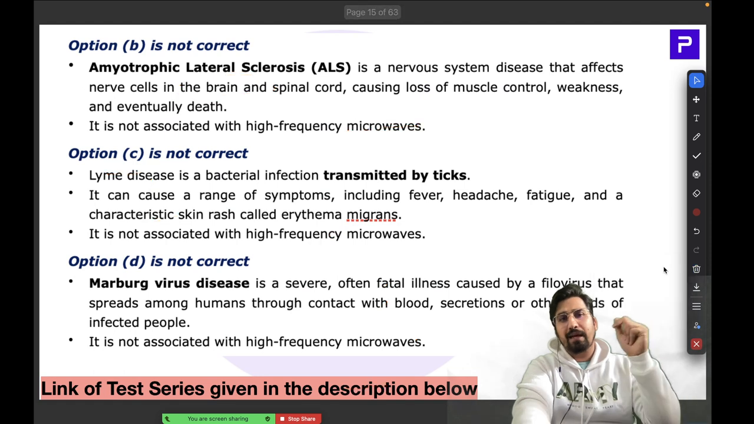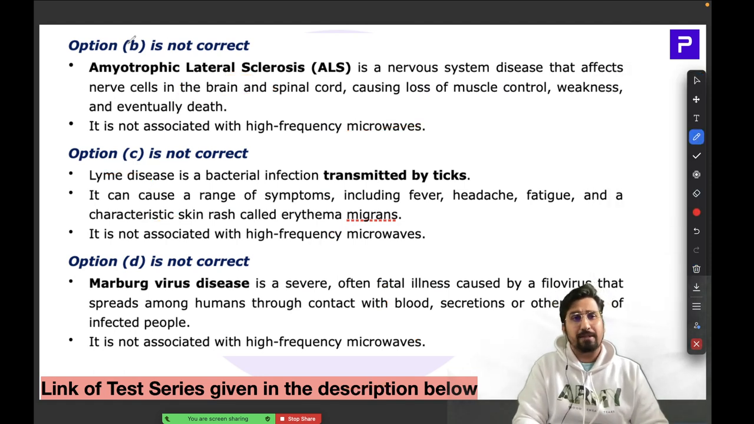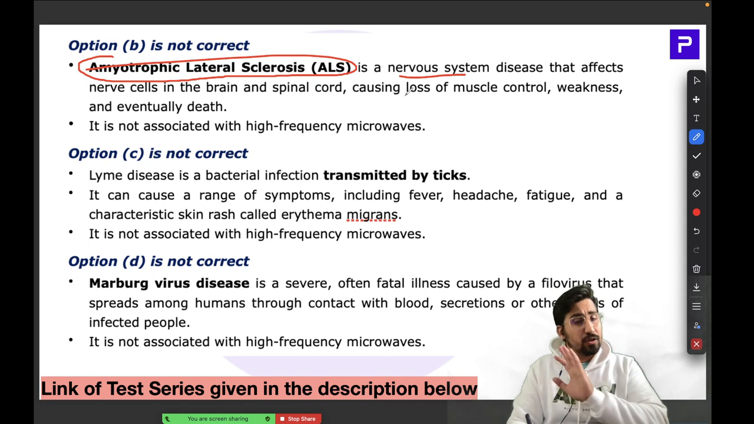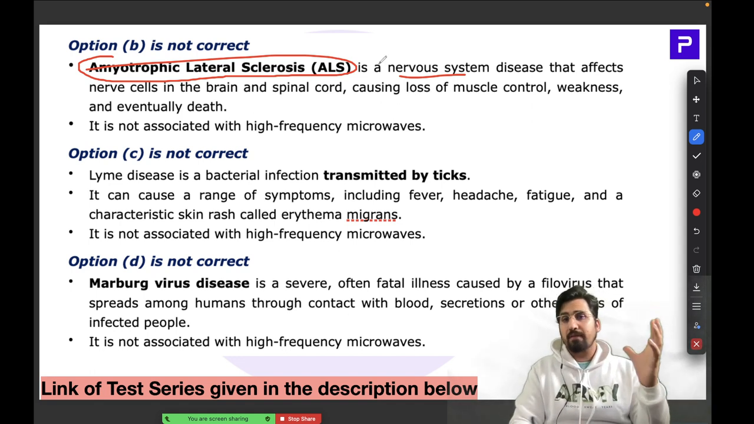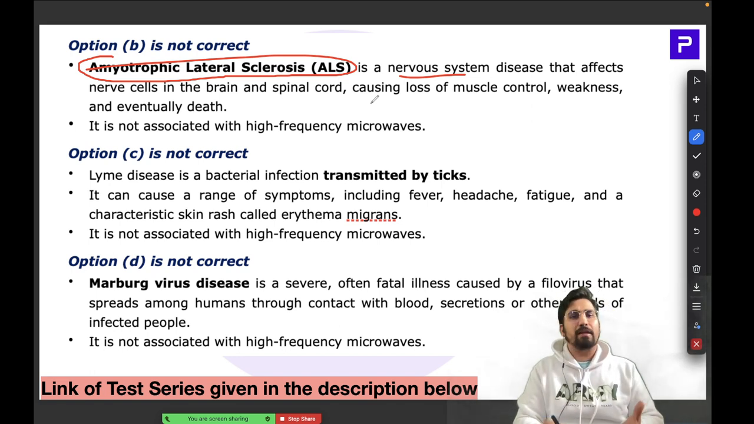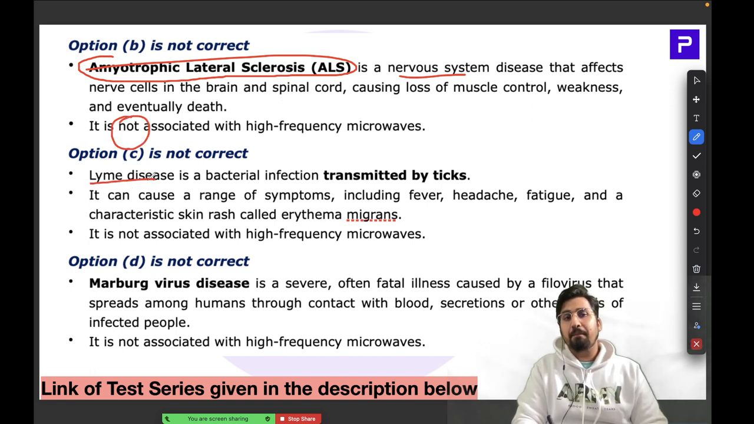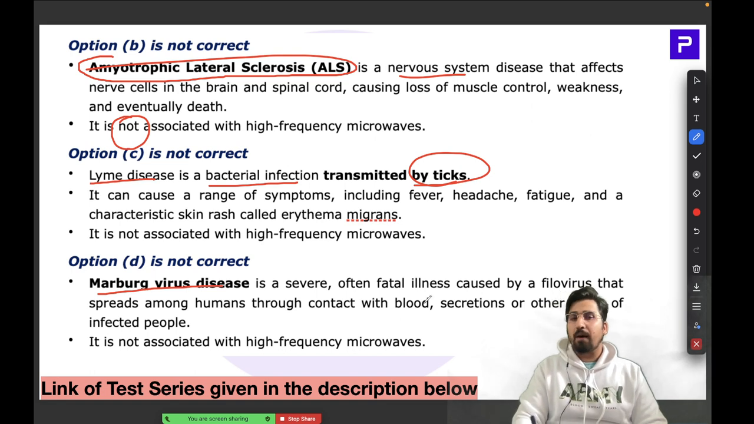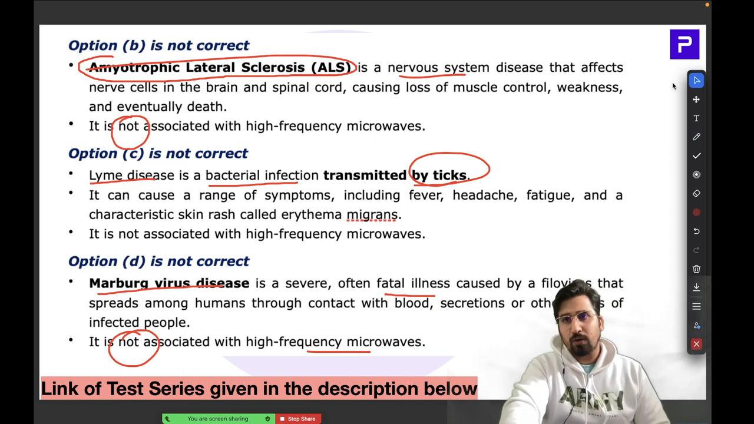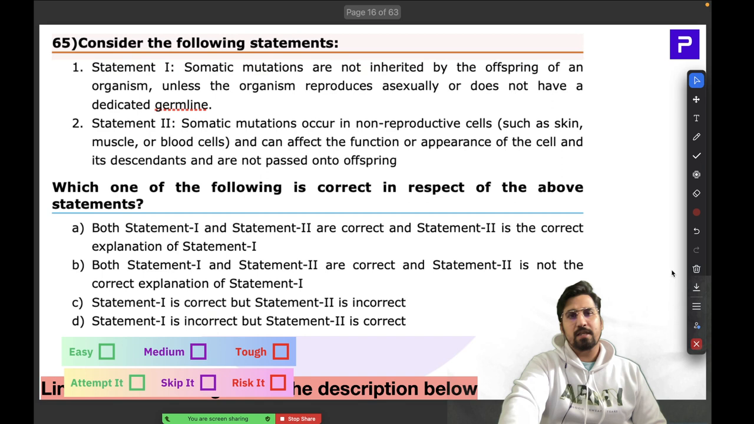If you talk about the other diseases, of course, you have to be very specific about them. For example, we have the ALS disease. ALS is also a nervous system disease, but it has nothing to do with microwaves. It is a situation where the person loses control over the muscles, because of poor functioning of the brain and the spinal cord. But it is not associated with high frequency microwaves. Similarly, we have Lyme disease. It is a bacterial infection which is transmitted by ticks. The Marburg virus disease is also a very fatal disease, but it is not about high frequency waves. So yes, I know the answer because it's a famous disease. Otherwise, it's a tricky question.